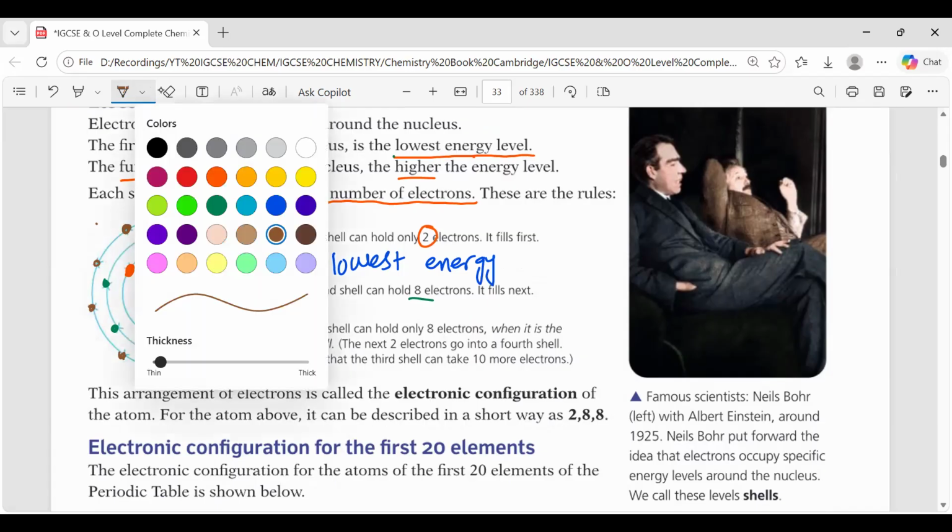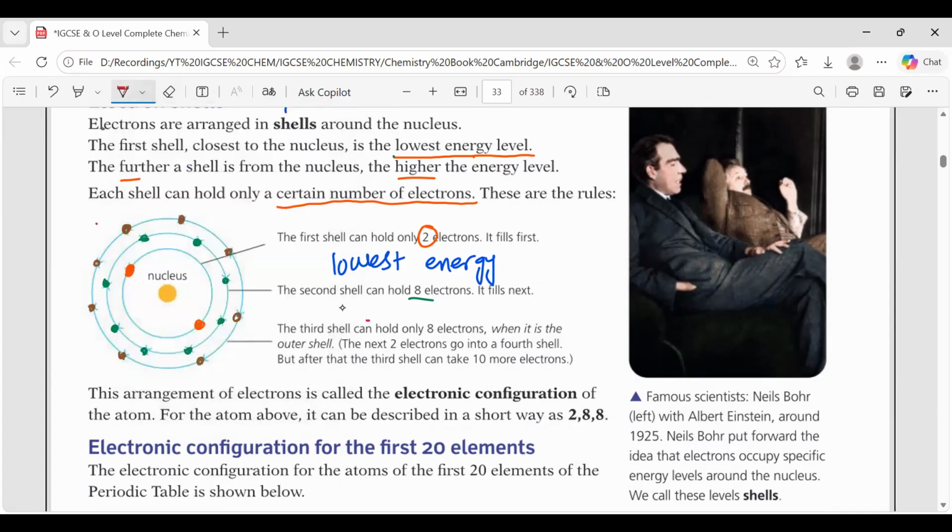So whenever you write this, how will you write it? Basically, in the first shell you have 2 electrons, so you will write 2. Then in the second shell, how many electrons are there? 8. So you will write 8, then a comma. How many electrons are there in the third shell? 8. This is how we write the electronic configuration of each atom of the element. These are some specific rules.